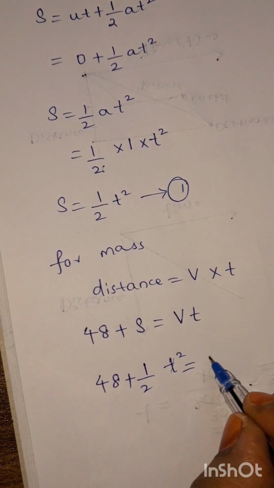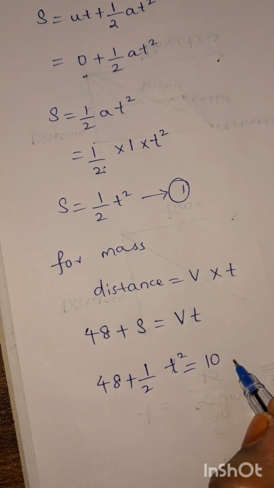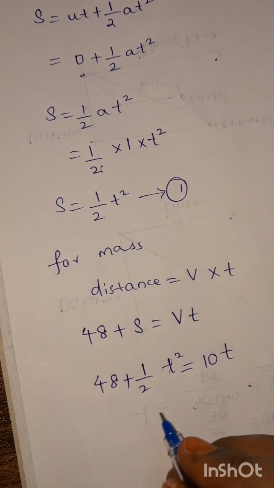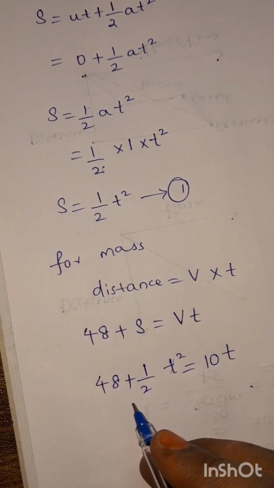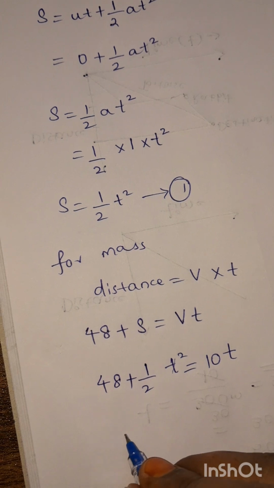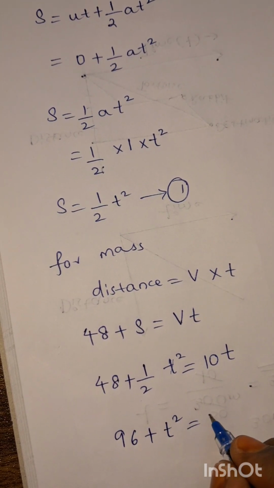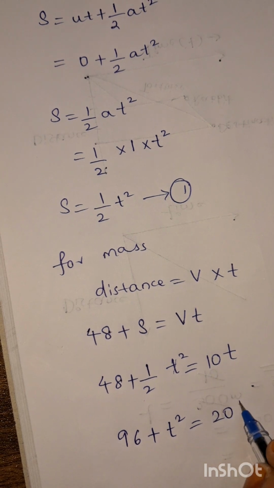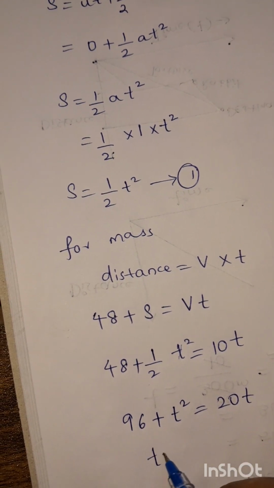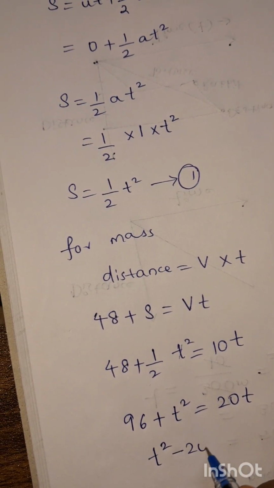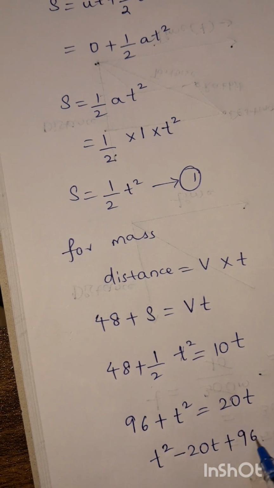And the velocity is how much? 10 as given in the question, and we need to calculate the time. So 48 into 2 is 96, plus t square, I am sending that to the other side. So 2 into 10, 20t. So t square minus 20t plus 96 is equal to 0.